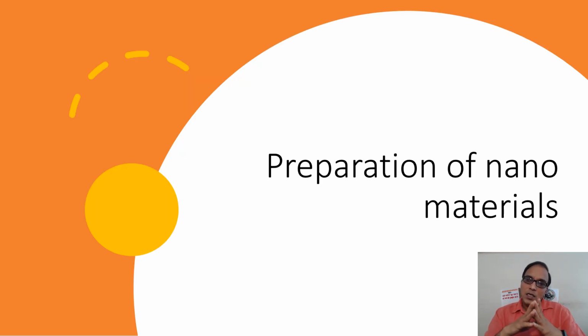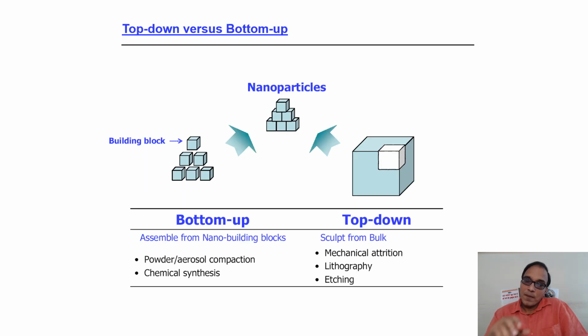Now we are moving to preparation of nanomaterials. What kind of approach may we have? We may have two approaches, bottom up approach and top down approach. Bottom up means from building blocks we are preparing nanoparticles, and top down means from the bulk we are cutting it down to the level of nanoparticles. So these are the two basic approaches, and different methods may be there for bottom up and top down, as you can see here.